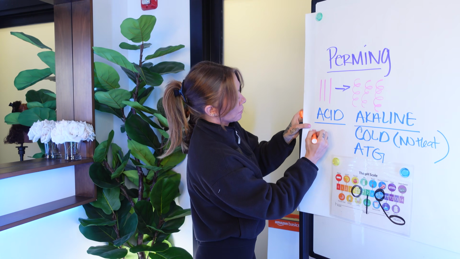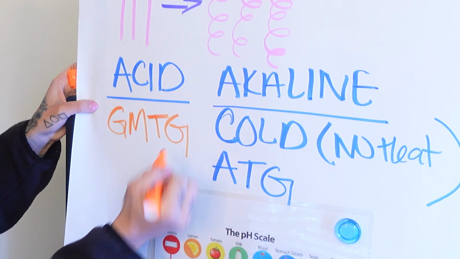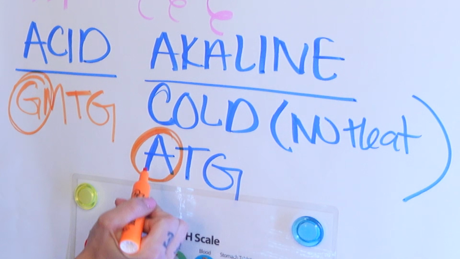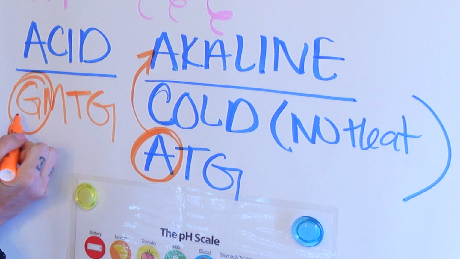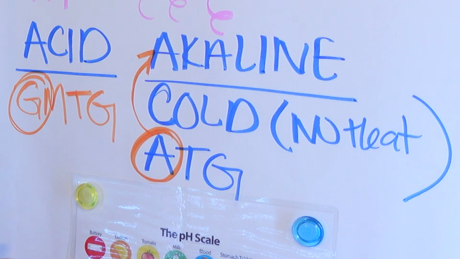Your acid waves, GMTG, glycerol monothioglycolate. GMTG, main active ingredient. A from the ATG for aggressive or alkaline. Aggressive, faster. G, gentle, slower. The acidic one is slower. It's close to the pH of your hair.